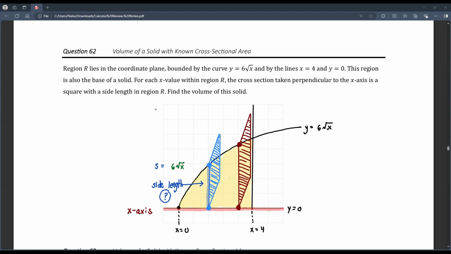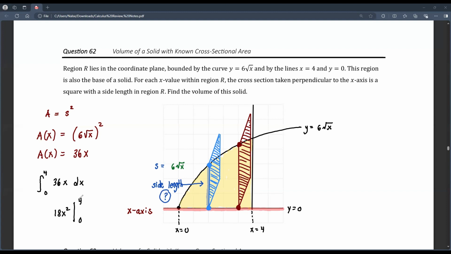If this is a side of the square, then what is the square's area? The area of any square can be found by squaring one of its sides. If we square the side length 6 root x, then we find an area function that is equal to 36x. It is this area function that we will want to integrate over the full length of the interval, from x equals 0 to x equals 4. The value of the integral is 288, and this is the volume of the solid.